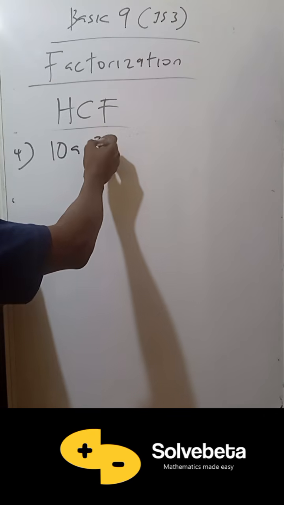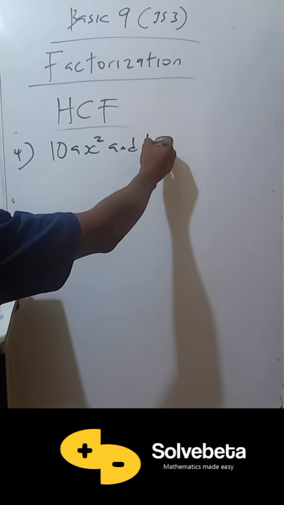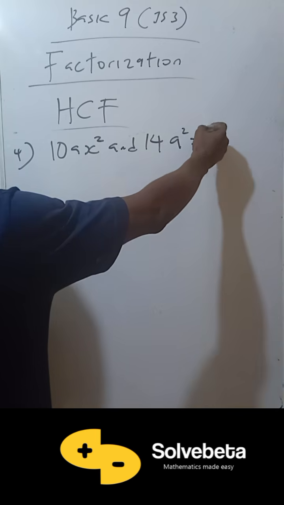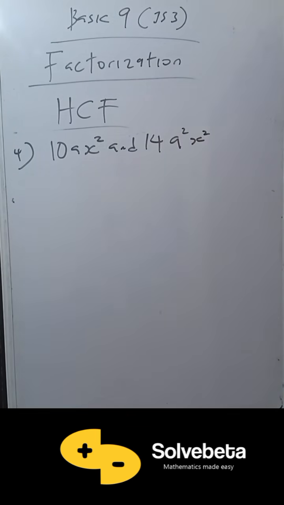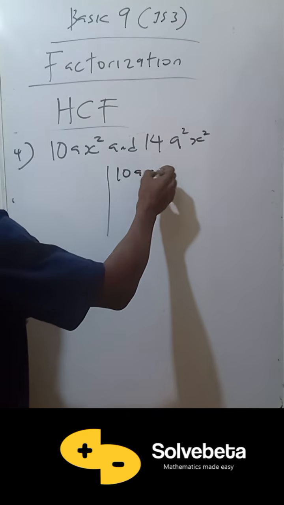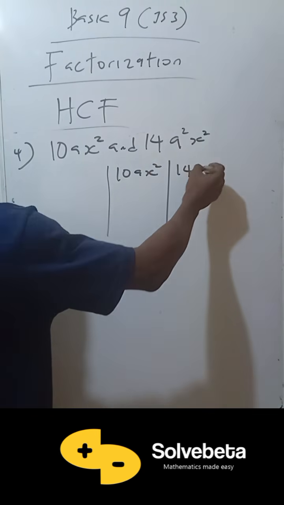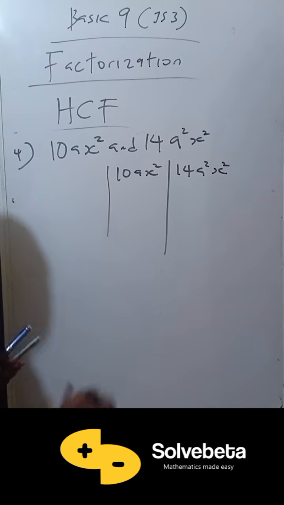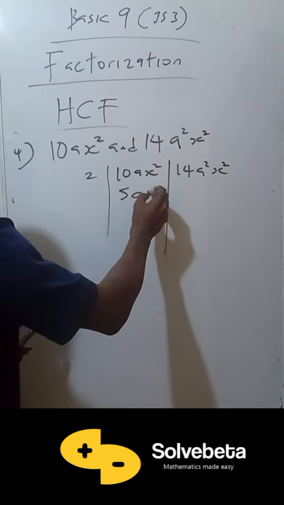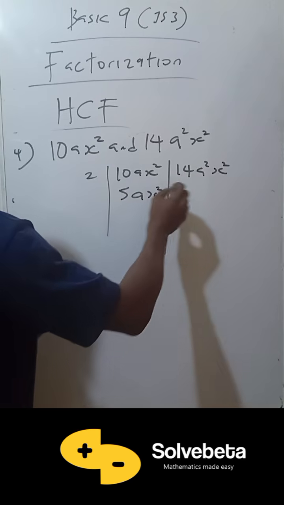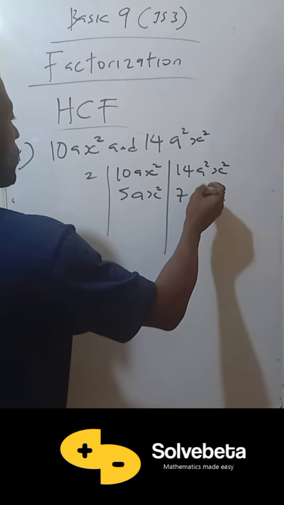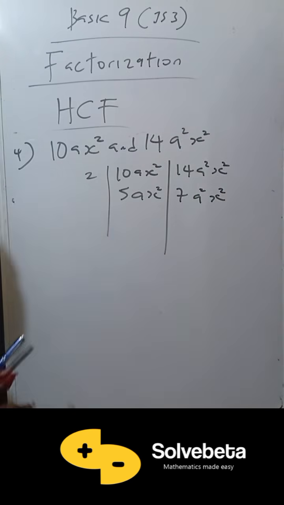10ax squared, 14a squared x squared. So let's find the HCF of this. Let's deal with the numbers first. 2 can divide: 10 divided by 2 is 5ax squared, 14 divided by 2 is 7a squared x squared. There's nothing else that can divide 5 and 7.